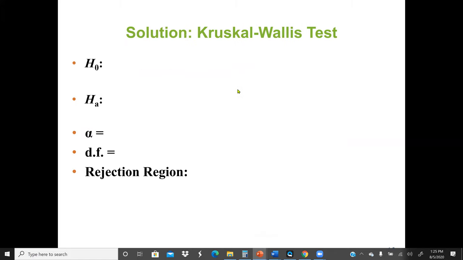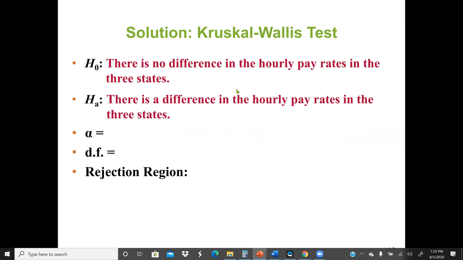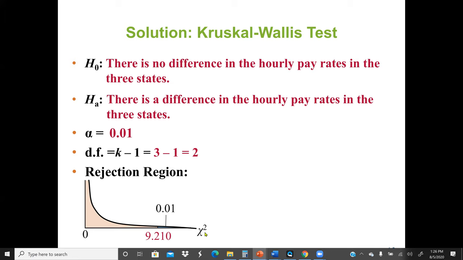So let's start. The first step is to state our H0 and HA. H0 says there is no difference in the hourly pay rate in the three states. HA says there is a difference in the hourly pay rate in the three states. Alpha is given to be 0.01. We have three states, three samples, so the degrees of freedom will be 3 minus 1, which gives 2. Knowing the degrees of freedom and the alpha, I can find the chi-square value, which is 9.210.